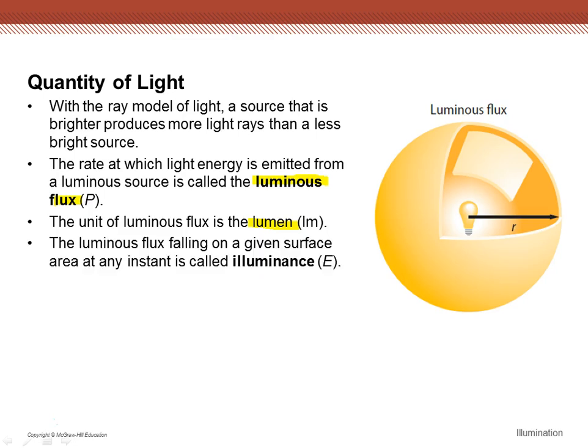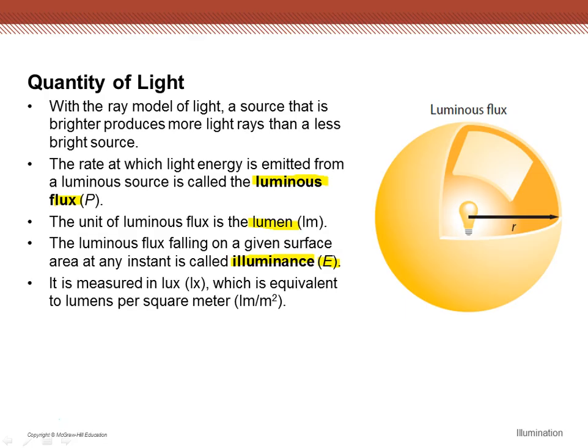And the luminous flux falling on a given surface area at any instant is called the illuminance. So the luminous flux is coming from the source, and then that energy is hitting a surface, it's illuminating a surface, and we call that the illuminance, and we give that the letter E in our equations. We measure the illuminance in lux, or lx, which is equivalent to lumens per square meter.